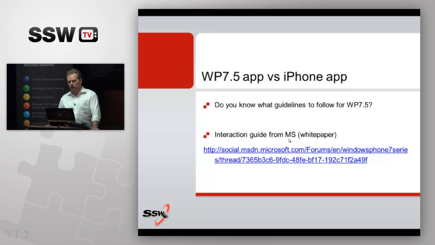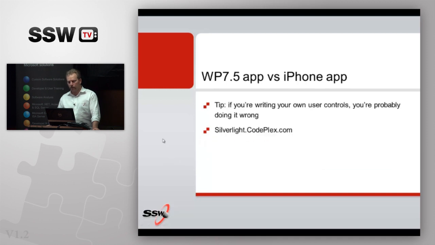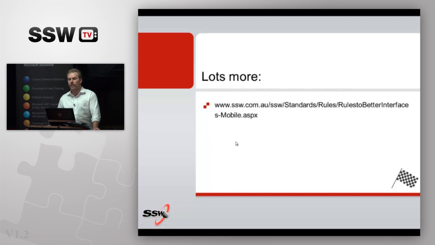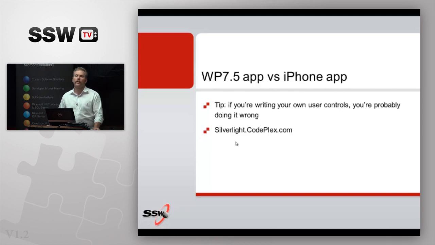And here are the guidelines to follow if you want to do Windows Phone 7.5. And if you're writing your own user controls and you haven't looked at Silverlight.Codeplex, you're probably doing something wrong. Or have a look at Telerik. Telerik controls are awesome. If you download the Telerik sample app on your phone, which is a free app, it demonstrates all the Telerik controls. It's awesome. Really nice.